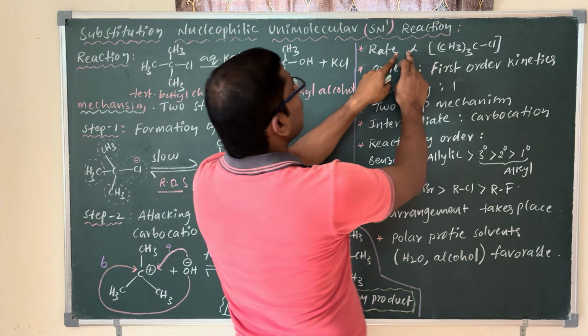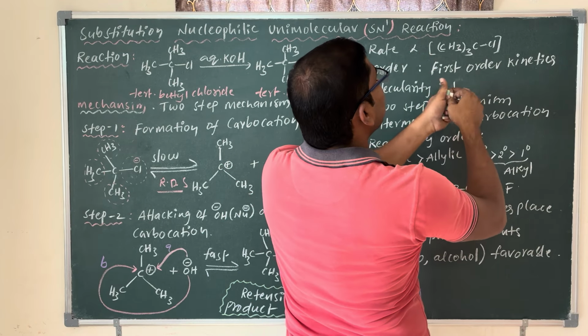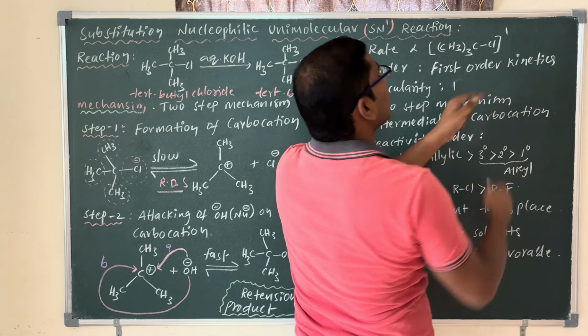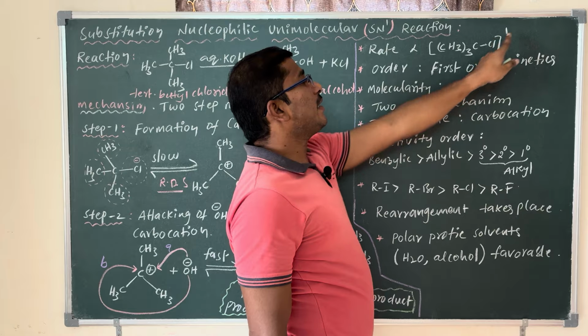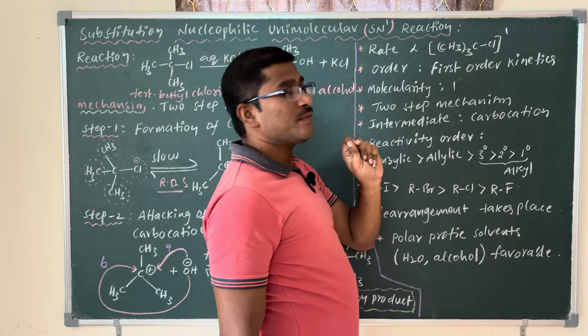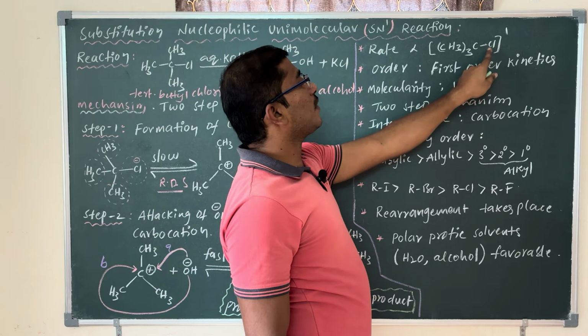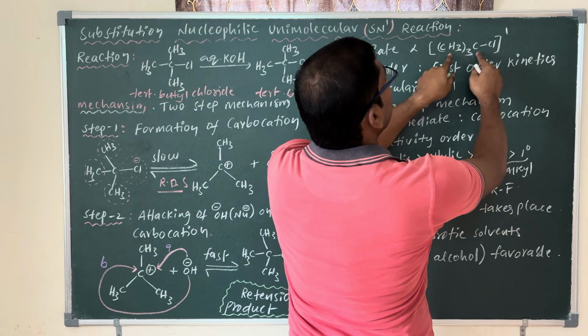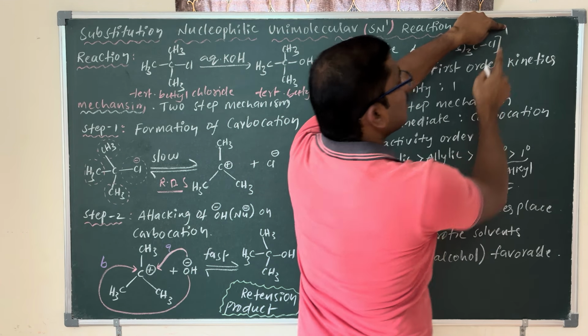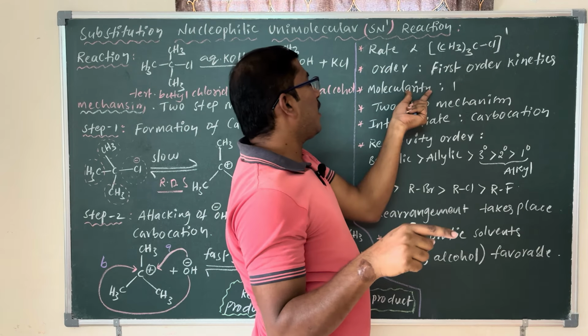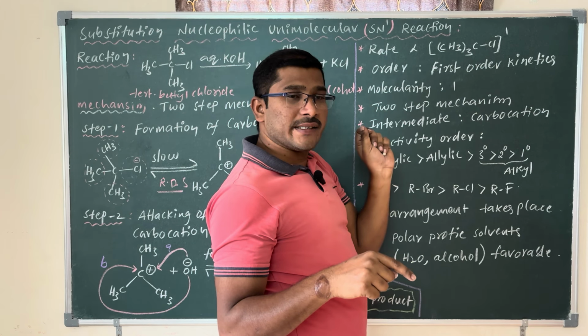And you have to observe here, the power of the concentration of reactants, what is the value? It is 1. That will be taken as the order. It is a first order kinetics, students. Why? Because the sum of the powers of the concentration of reactants, that value you have to take as the order. It is a first order kinetics.